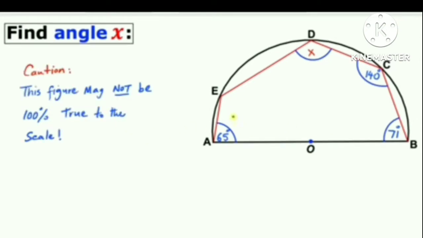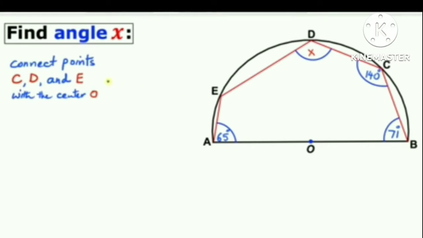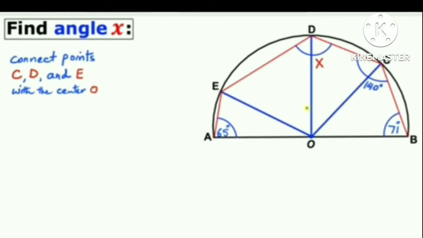Before we proceed any further, let me make it very clear that this figure may not be 100% true to the scale. So let's go ahead and get started with the solution. Here's our very first step. Let's connect points C, D, and E with the center O. That means I'm going to connect O with point C, likewise with point D, and likewise points O and E. And here's our much nicer looking diagram.